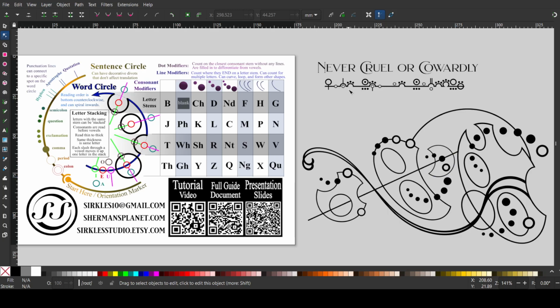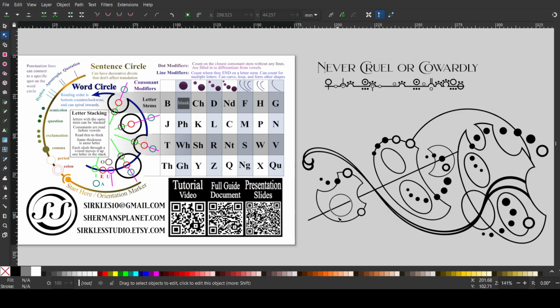With that being said, let's go ahead and get to the transcription of this design, and I will show you how to read it. So you read the script starting at the bottom, and then you go counterclockwise, like a time traveler going back in time. So this is the word never. And we start at the bottom here, and our first letter is this one.